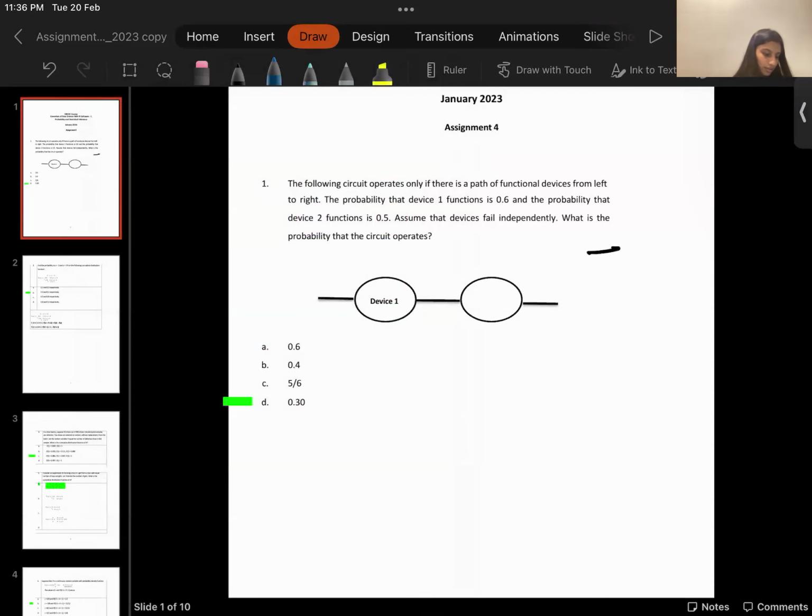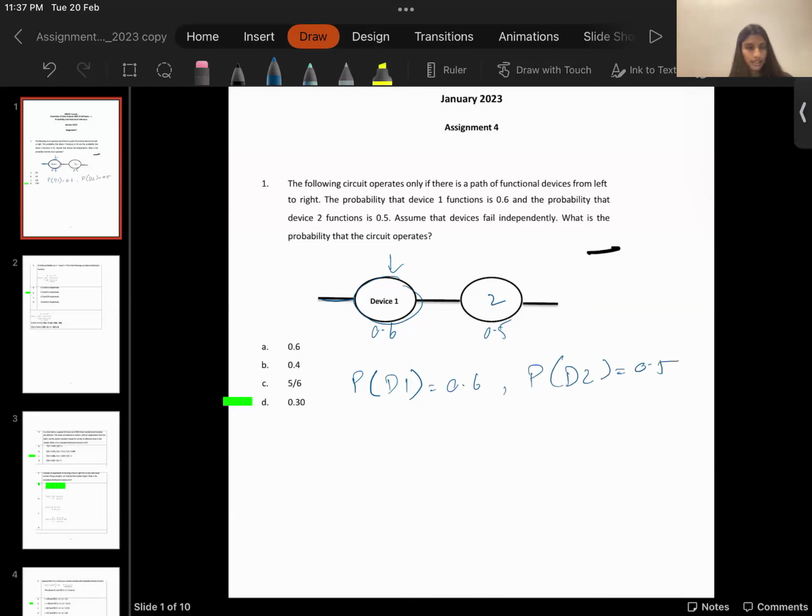Okay. So the following circuit operates if there's a path of functional devices from left to right. The probability that device 1 functions is 0.6, and the probability that device 2 functions is 0.5. Assume that the devices fail independently. So what is the probability that the circuit operates? So let's consider probability of device 1 is equal to 0.6. So this is already given. Probability of device 2 is equal to 0.5.